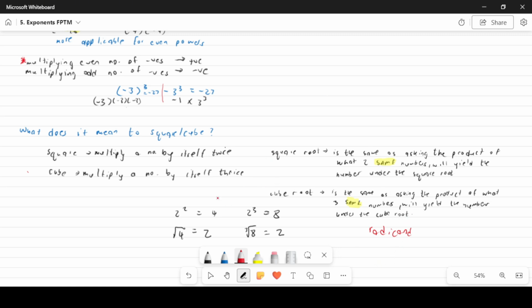Now I need to elaborate on the square root a bit more deeply, but for now I just want you to see the idea of what we are saying. When you take the square root, you need to ask yourself the product of what two numbers will give you the number under the square root. And when we take the cube root, we ask the product of what three same numbers will give you the number under the cube root. That's basically what we are doing.